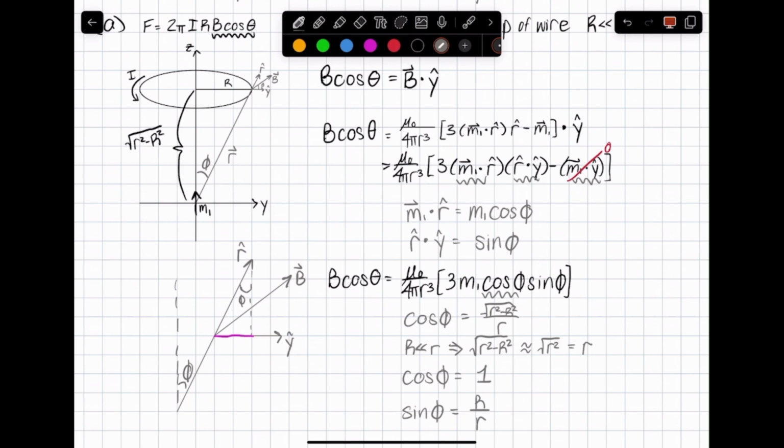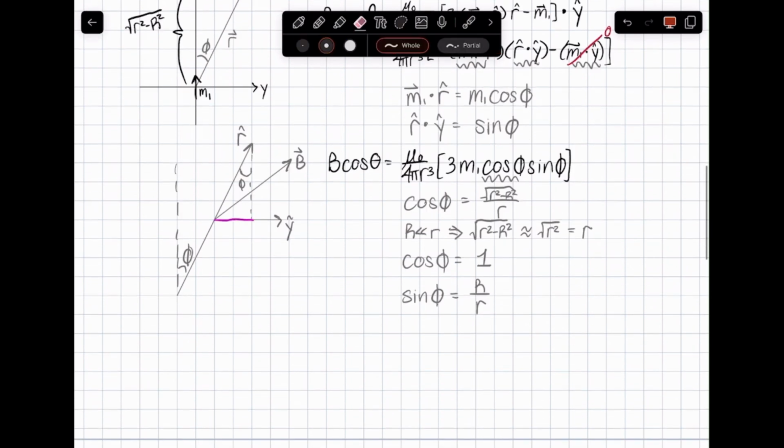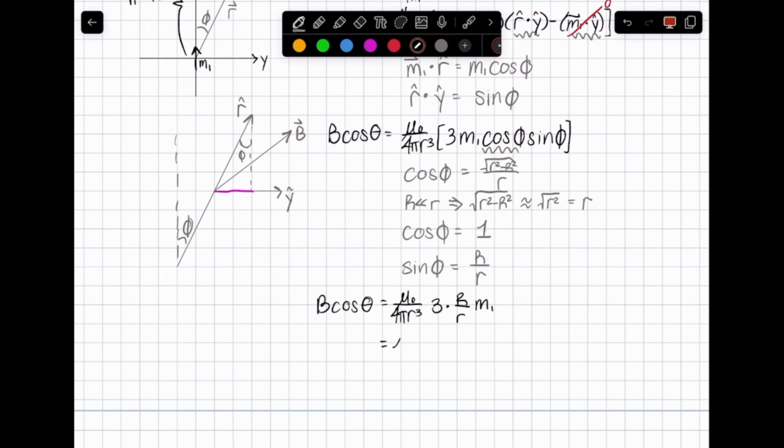Now, for sine phi, we have big R over little r. Now that we have these definitions, we can plug that into our equation once again. I'm going to rewrite this a little bit more neatly, but your result for B cos theta should match something like this.